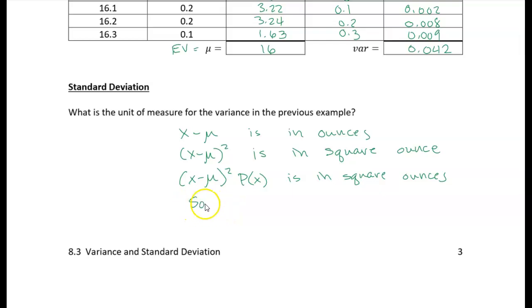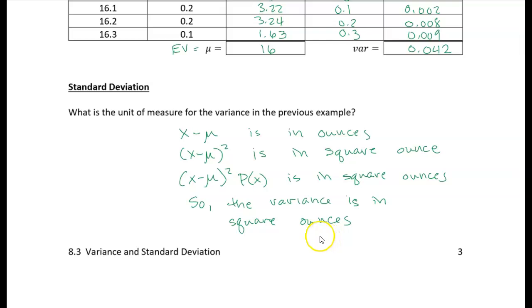All right, so the variance is in square ounces, which is kind of meaningless. And what is a square ounce? I don't know. So it would be nicer to have it in ounces, because then it means something. It's a little more meaningful.